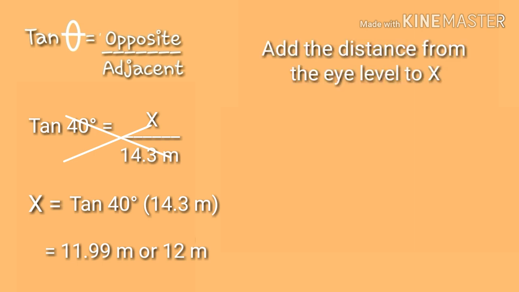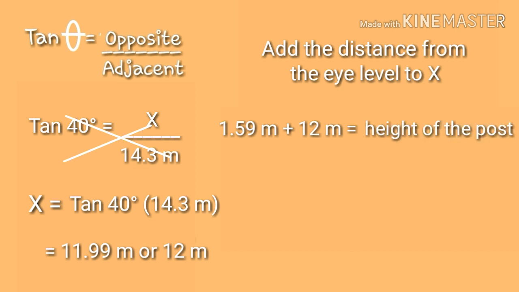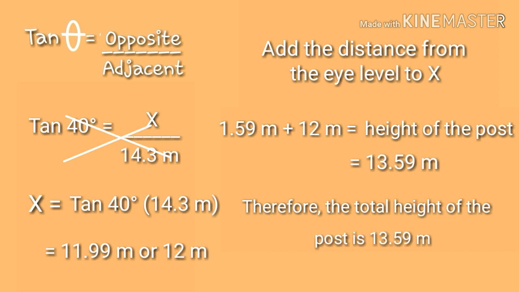Next, add the distance from the eye level to x. 1.59 meters plus 12 meters equals the height of the post. The answer is 13.59 meters. Therefore, the total height of the post is 13.59 meters.